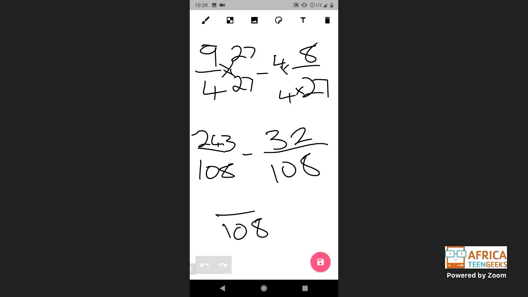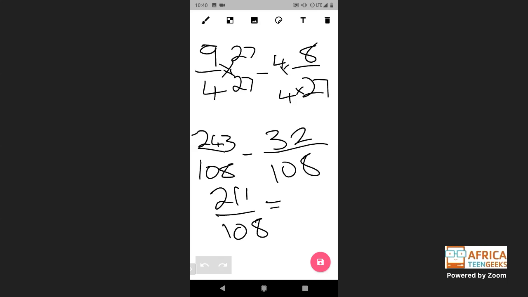Let's subtract 243 minus 32. How much do we get? Our answer is, yes, 211. So since our answer is 211, now let's convert our improper fraction to a mixed fraction, which is our proper fraction, our proper fraction with a whole number, right?